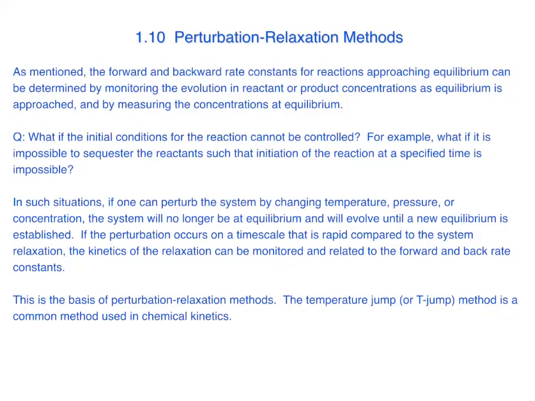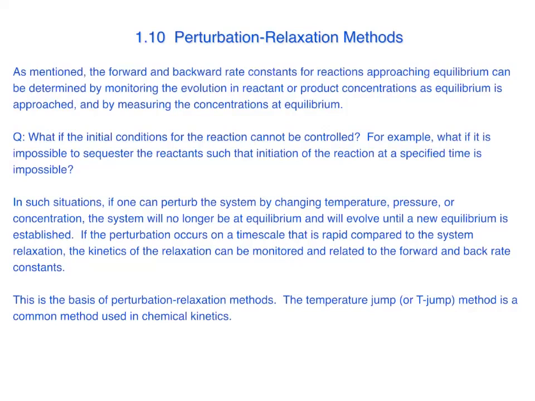So one question we must ask ourselves is, what if the initial conditions for the reaction cannot be controlled? For example, what if it is impossible to sequester the reactants such that initiation of the reaction at a specified time is impossible? Well, in such situations, if one can perturb the system by changing temperature, pressure, or concentration, the system will no longer be at equilibrium and as a result will evolve until a new equilibrium is established.